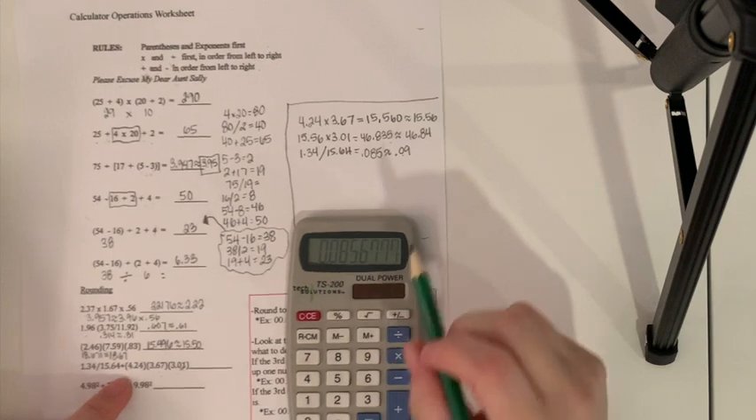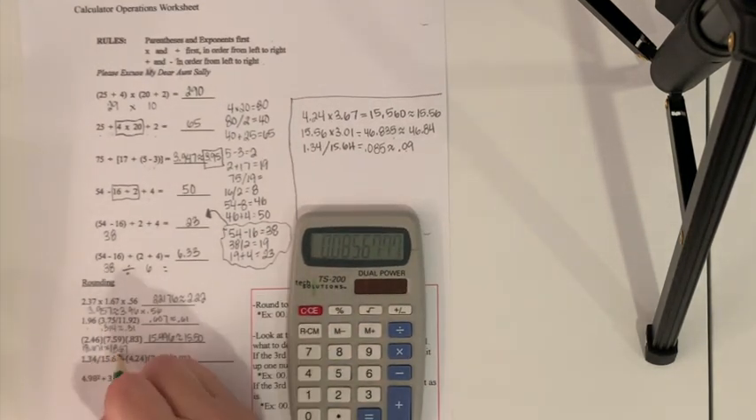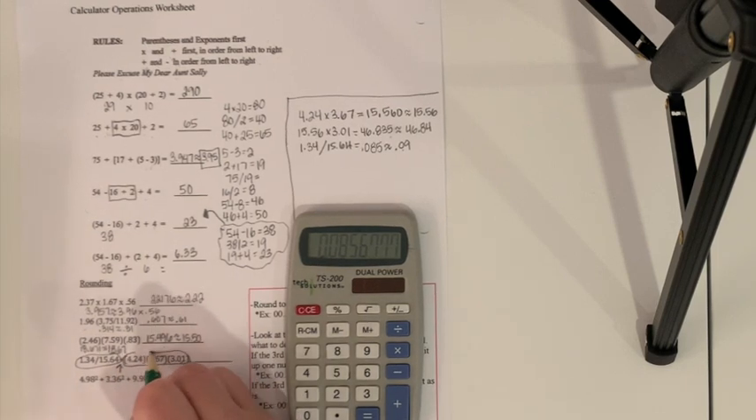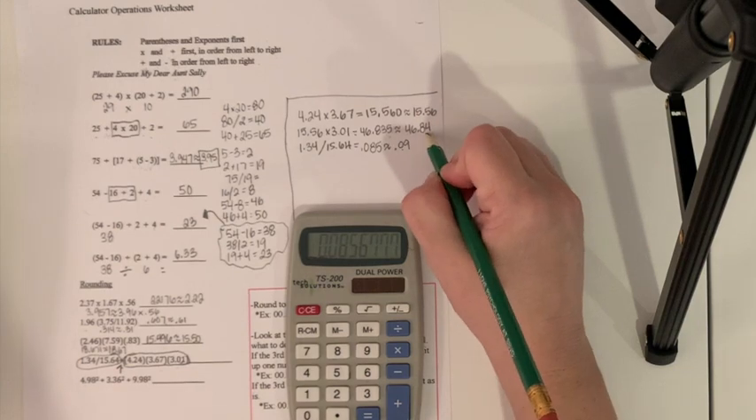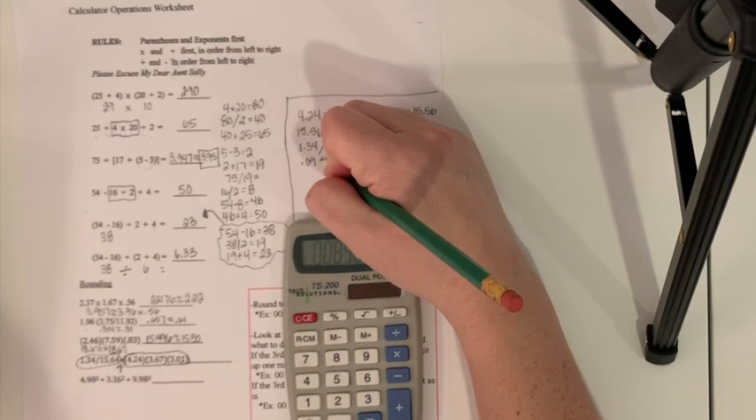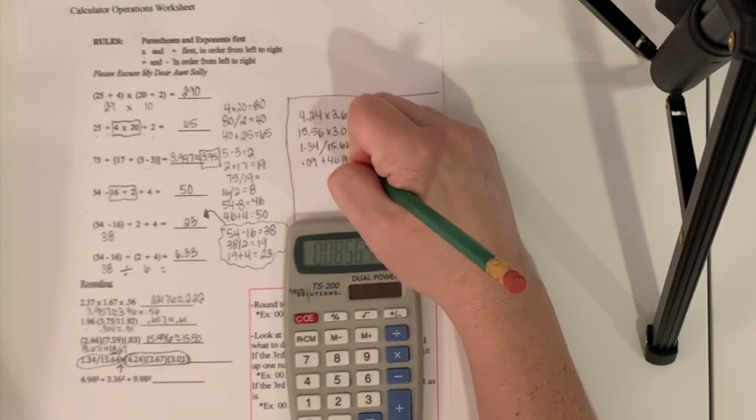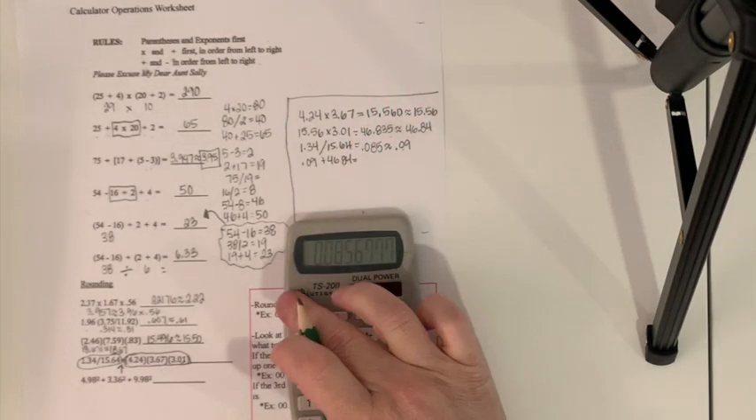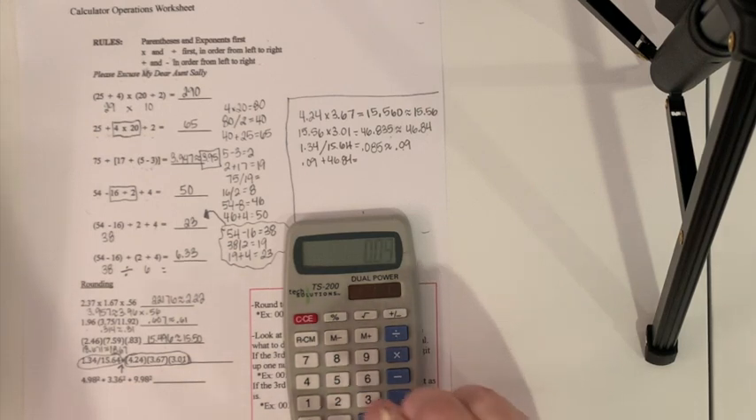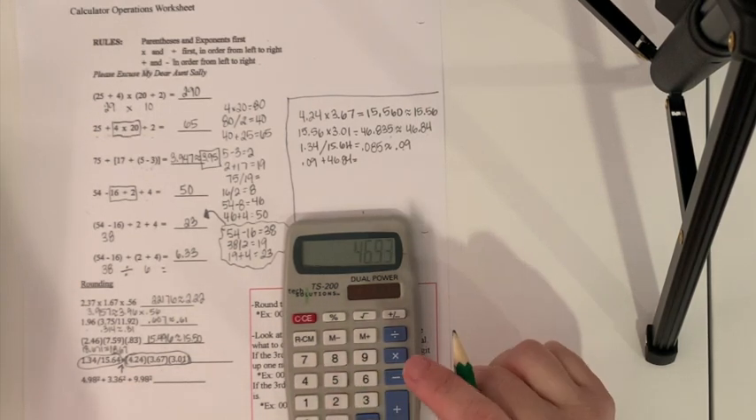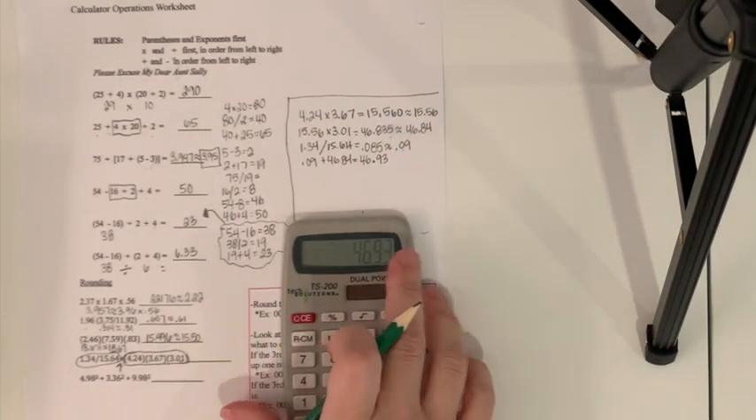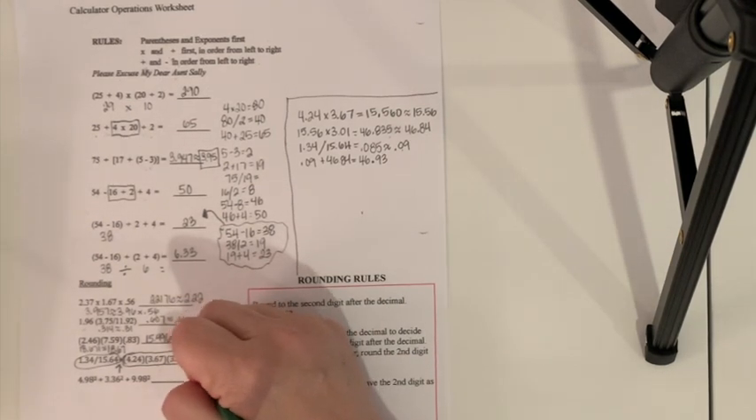Then I'm going to take the 0.09 that I got from doing this portion of the formula, and I'm going to add it to the value I got from doing this portion of the formula. So I'm going to add 0.09 to 46.84. And that is going to give me, let me do it on the calculator, 0.09 plus 46.84 gives me 46.93. So that's going to be my answer for this one here.